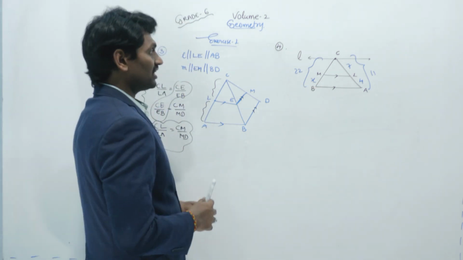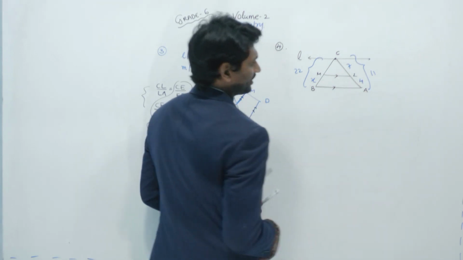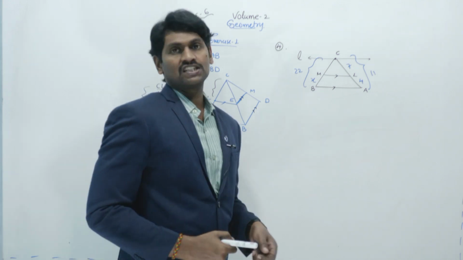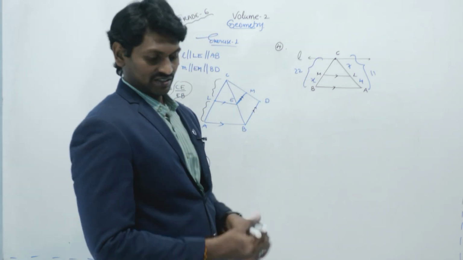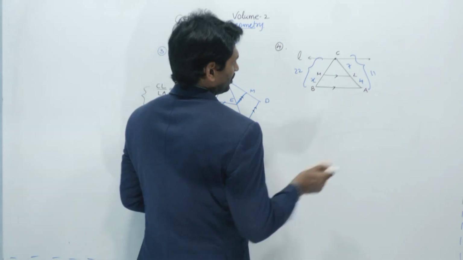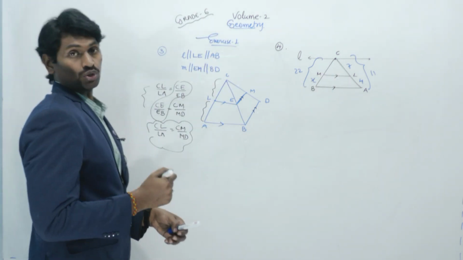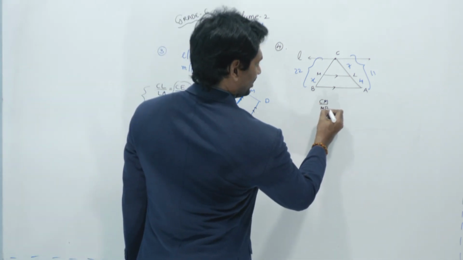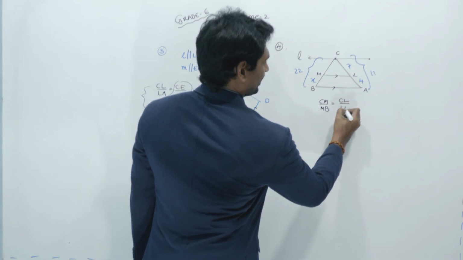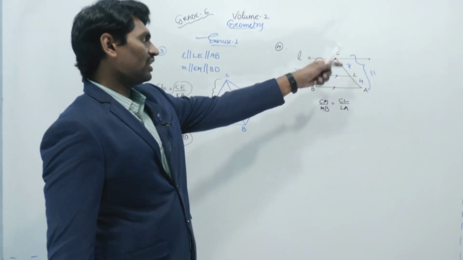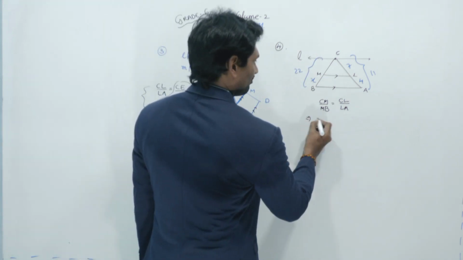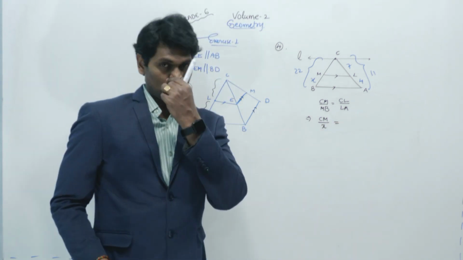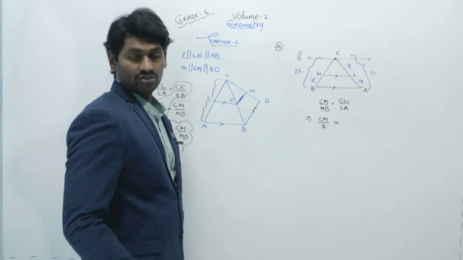And we know that the intercept concept is there for two parallel lines like this. L is also parallel to these two lines. So from this intercept concept we can write CM by MB equals CL by LA. We found CL already, it is 7. CM value we don't know, but MB value is X.